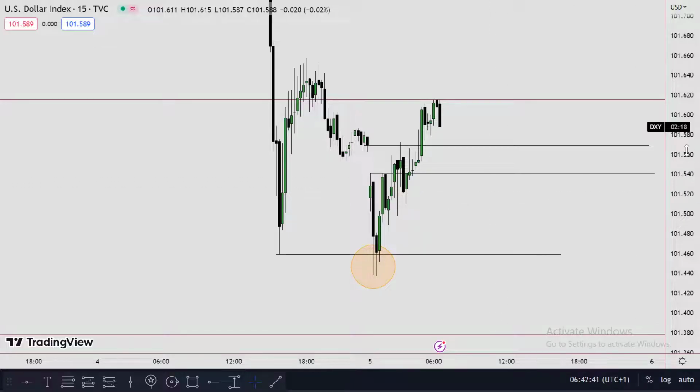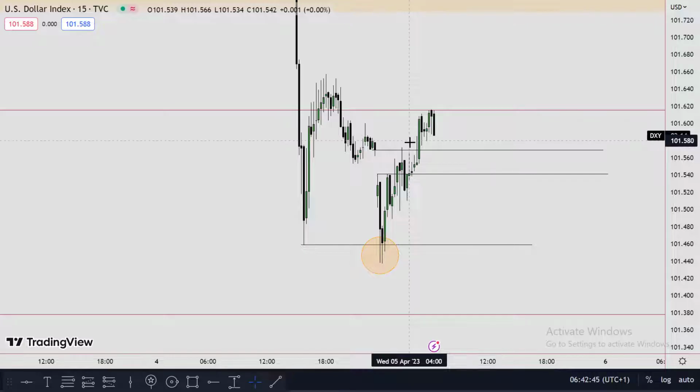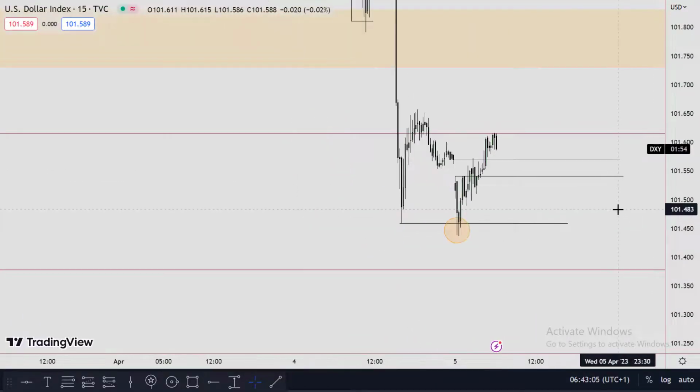And again, I would like to buy once price trades below the 4 a.m. candle open. All right, the 4 a.m. European time candle opening. So this is the 4 a.m. Preferably, if price trades below the low of this candle, I would like to be a buyer. All right, so that is that on the dollar.